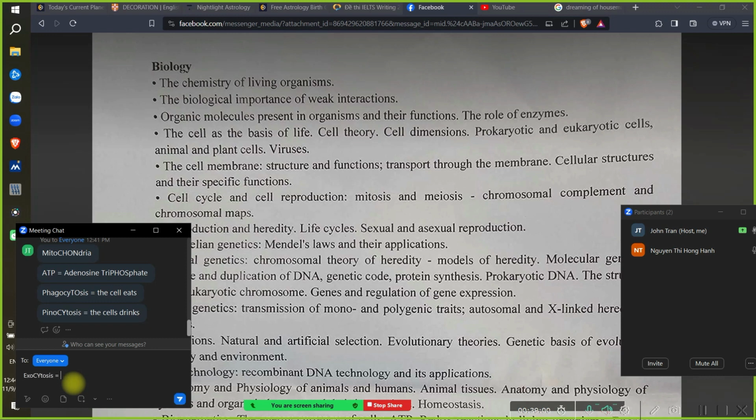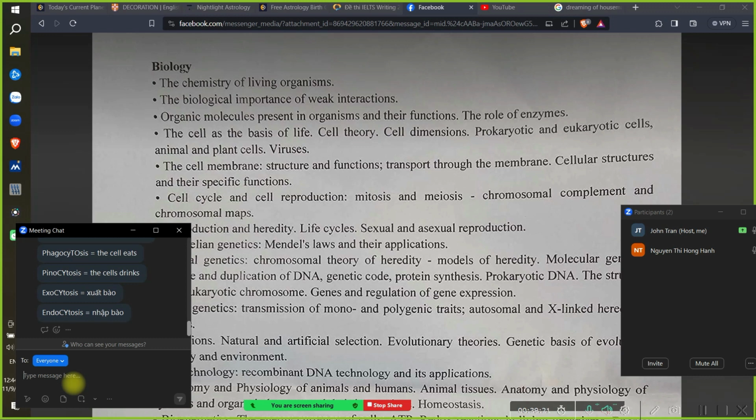And there is also exocytosis, which is exiting the cell. Cell eating and cell drinking belong to endocytosis, which is entering the cell. But we also have exocytosis, to release things out of the cell.